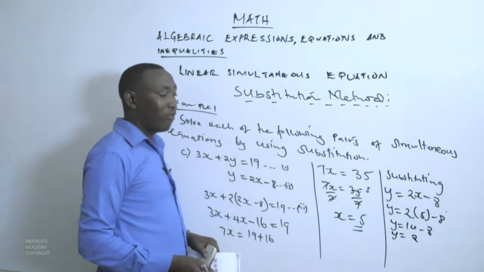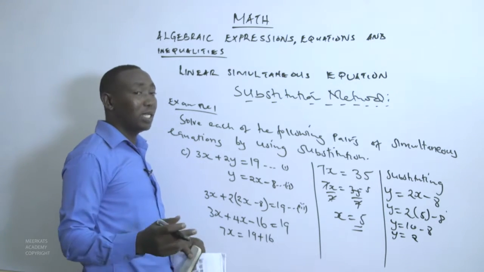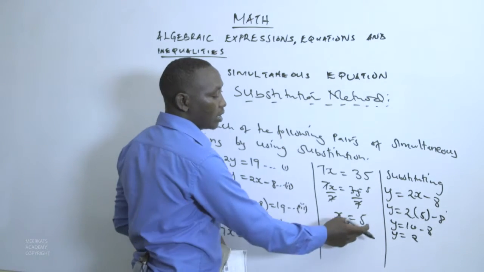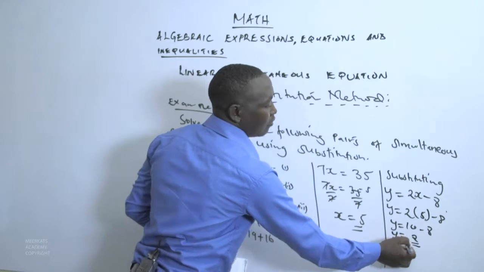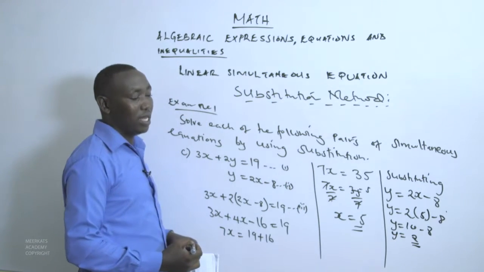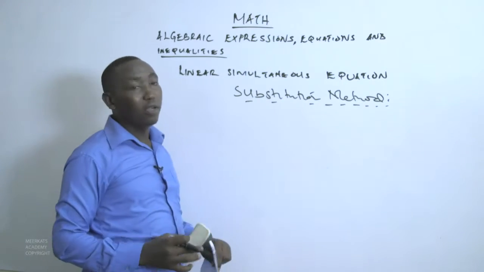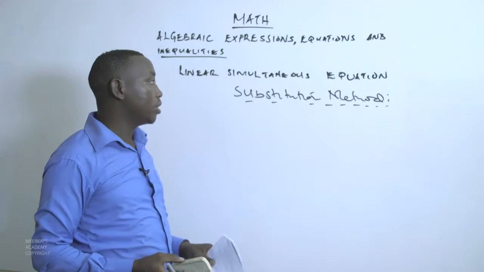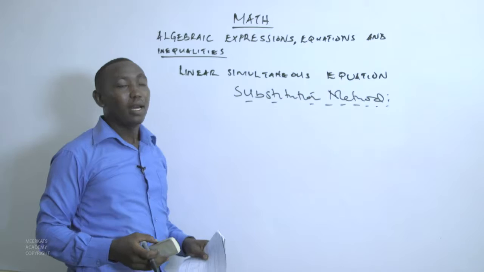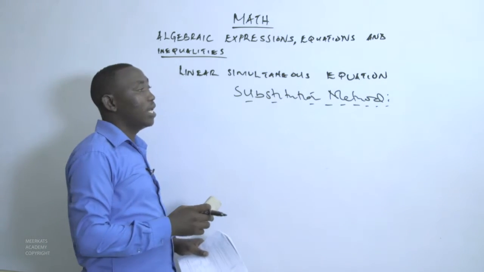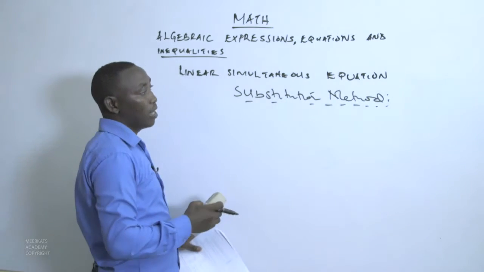So you discover that you'll have found a solution that satisfies the two equations. That is, the value of x is 5 and the value of y is 2. So before we go ahead and look at several other examples on substitution, let us look at the other method of solving simultaneous linear equations, that is the elimination method.